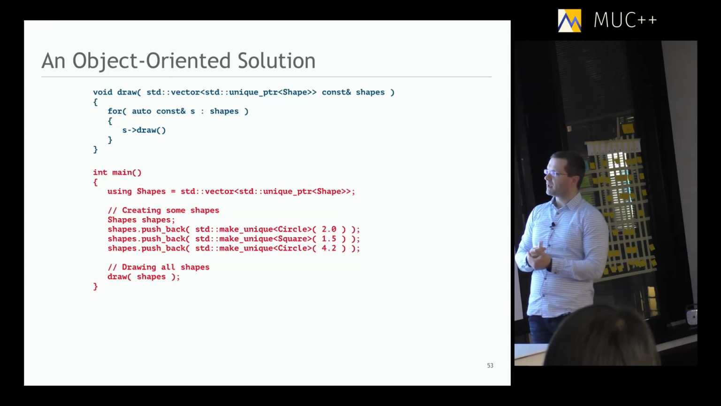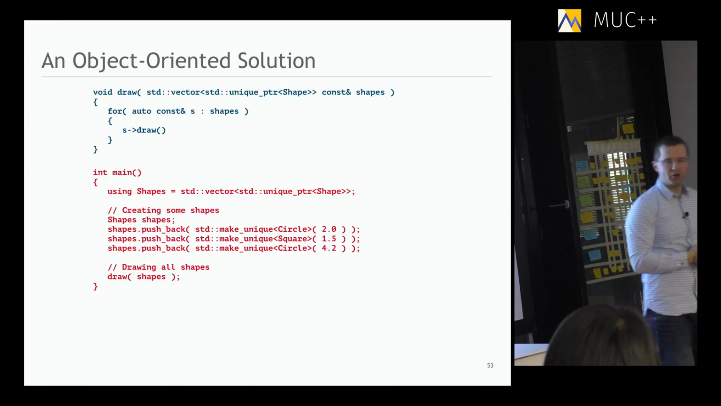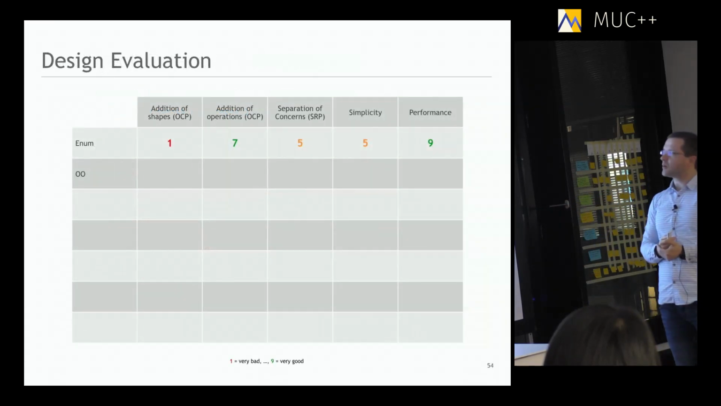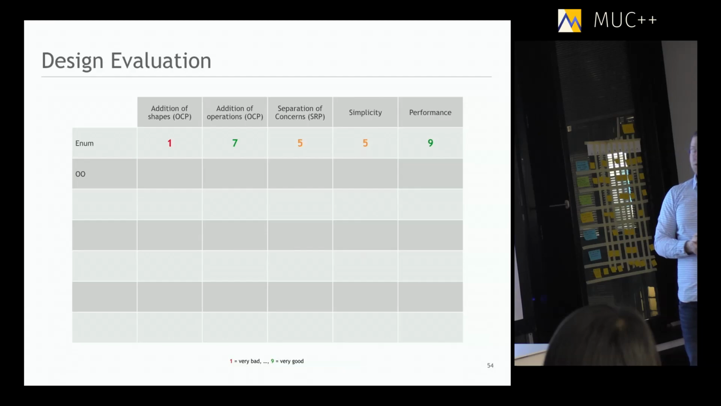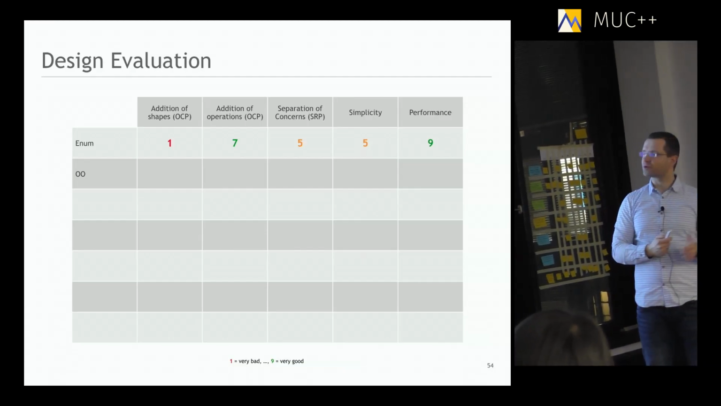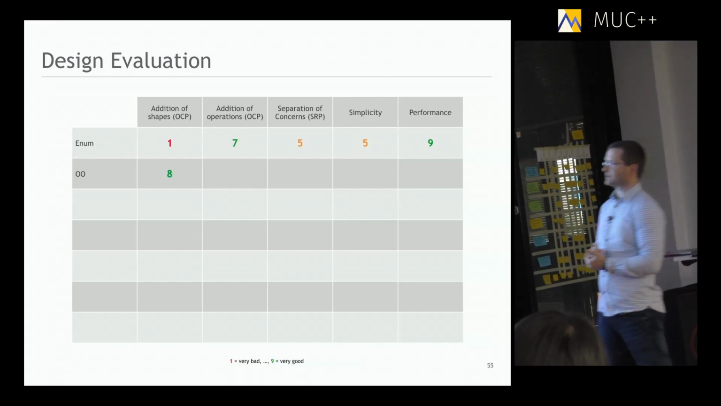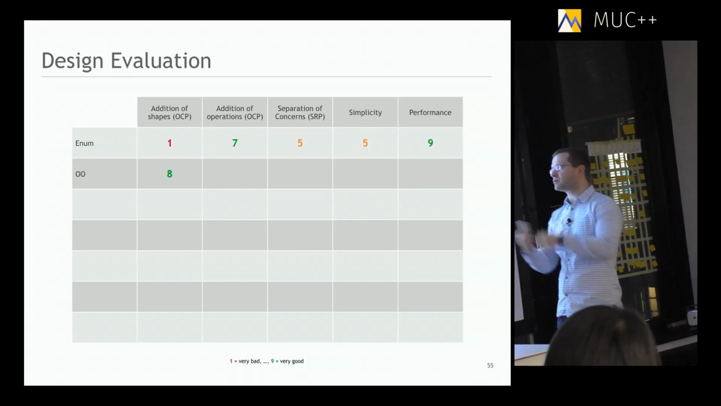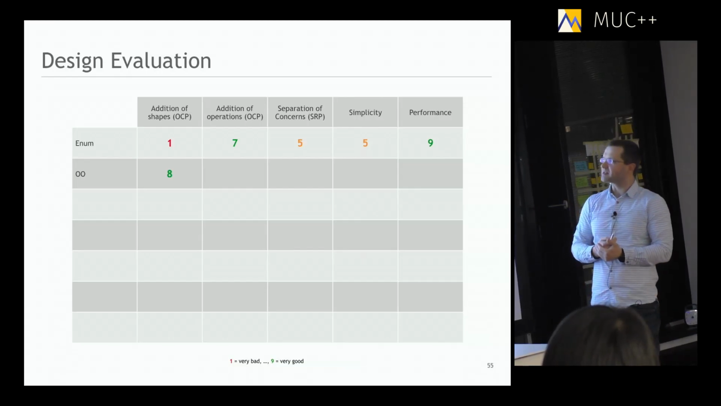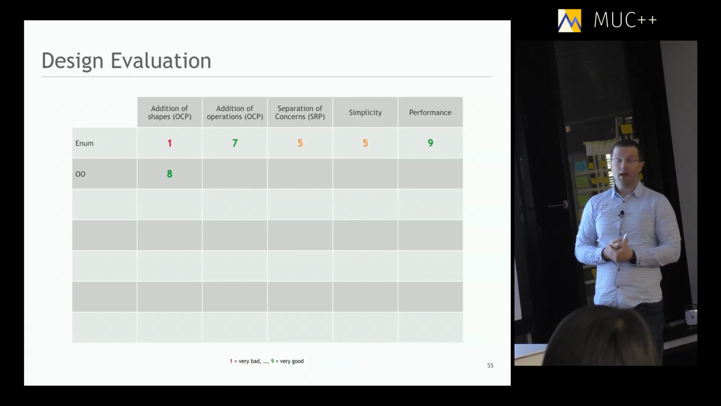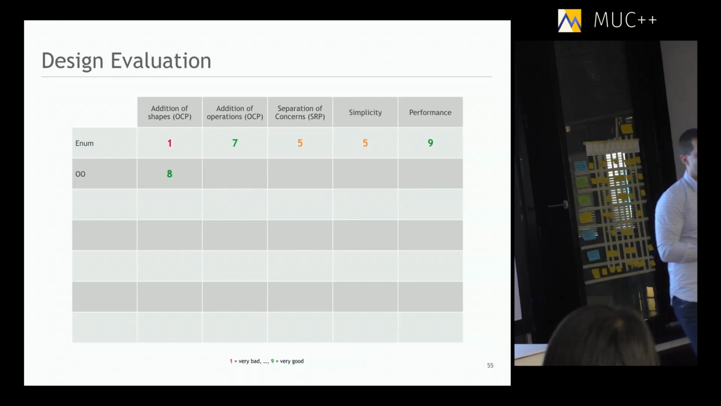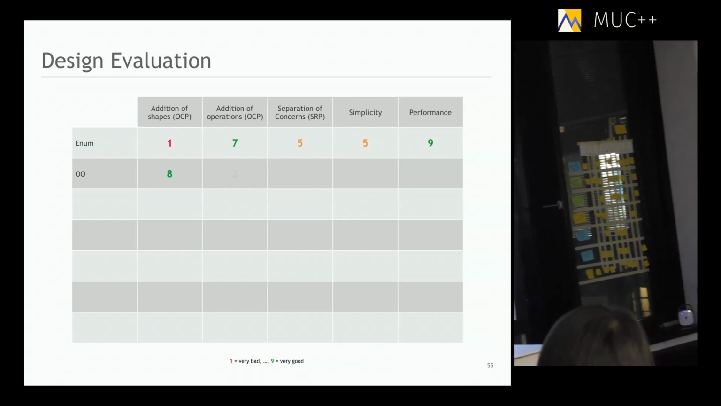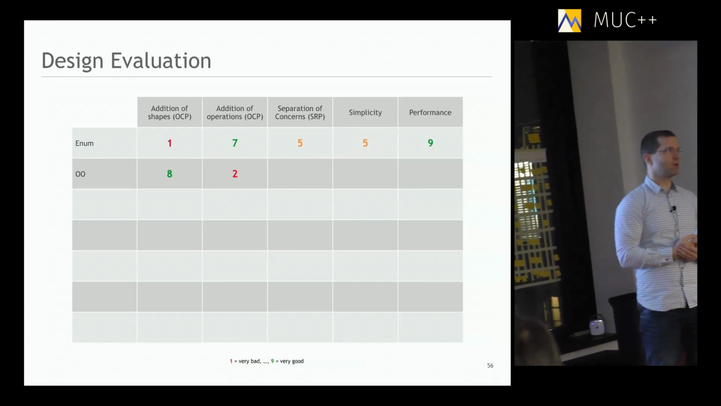All right. An object-oriented programming solution. How would this compare to the enumeration? Addition of shapes works pretty well now. I rate this with an 8. It's not entirely easy. I have to do a lot of things here, but it is pretty good. Addition of operations. Oh, now this sucks. This sucks pretty badly. I rate it with a 2.